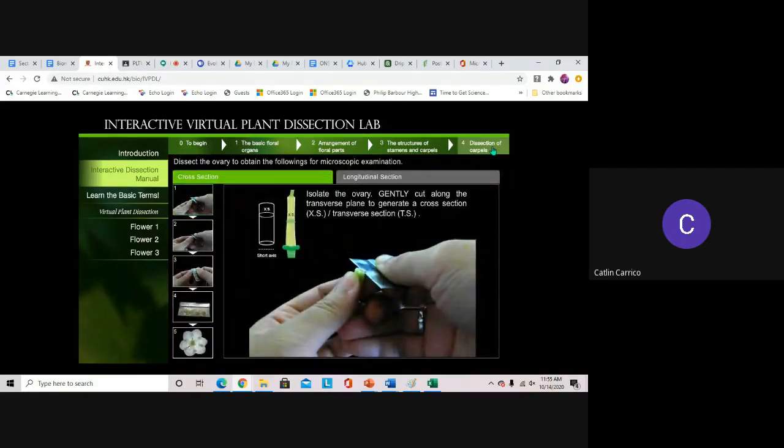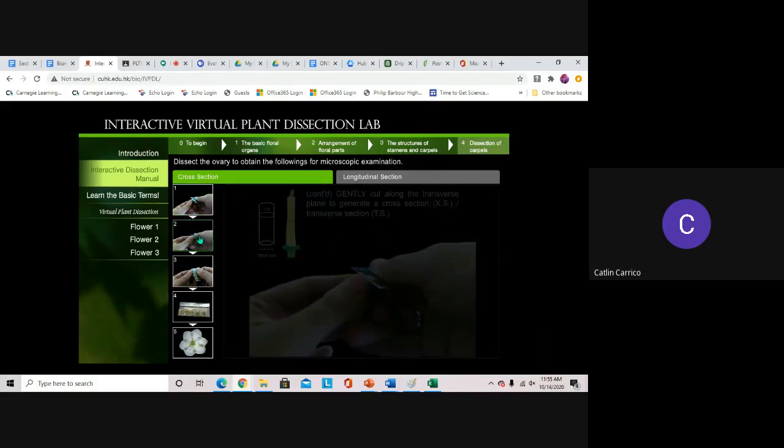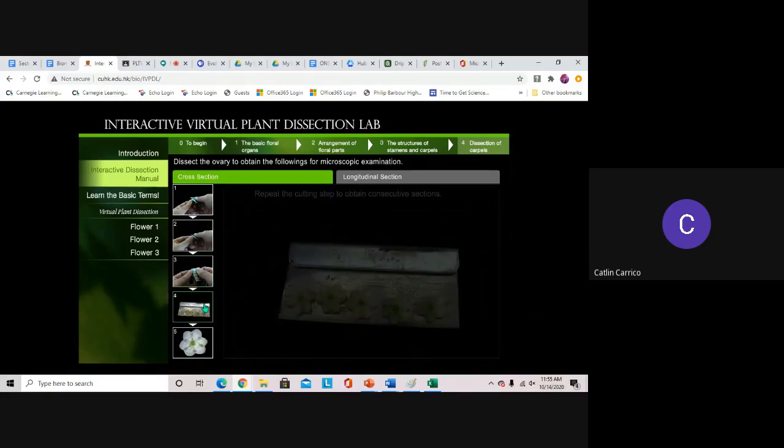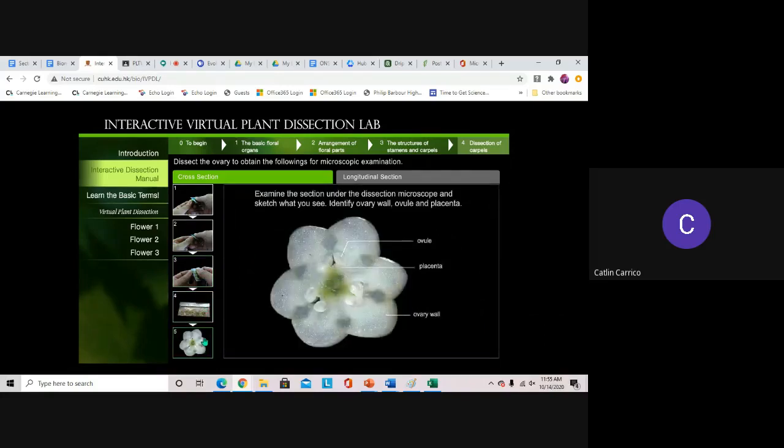In order to do a cross section, you want to isolate the ovary and gently cut along the transverse plane to generate a cross section. Notice they're being very careful, and it's very thin. So we pulled that up on the microscope. We can see here's your seeds, the ovule, the placenta, and then your ovary wall.